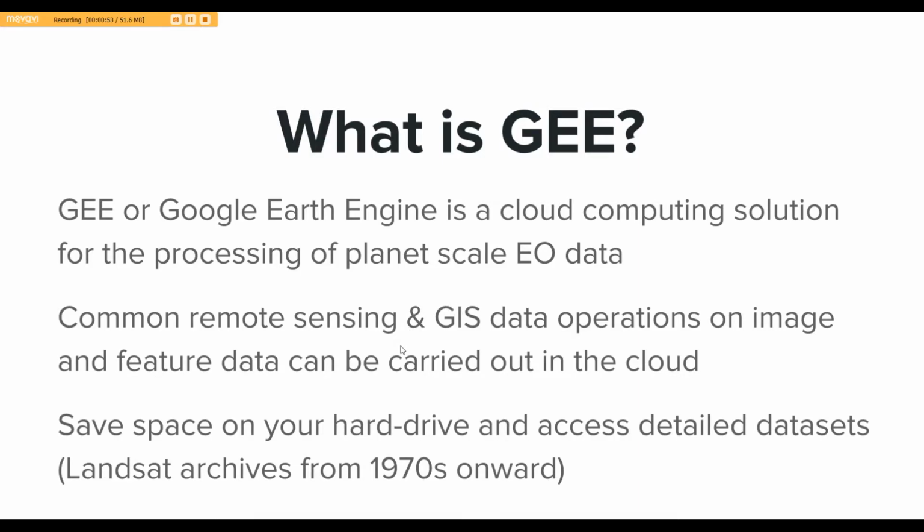So basically what this does is that it allows you to save space on your hard drive and access detailed data sets, including Landsat archives from the 1970s onward, straight in the cloud. So you don't have to download all of these, and you can actually save space and time and work with some of the most common remote sensing data out there in the Google Cloud itself.